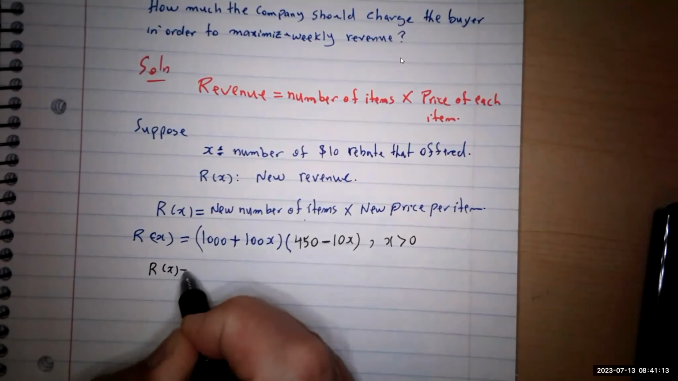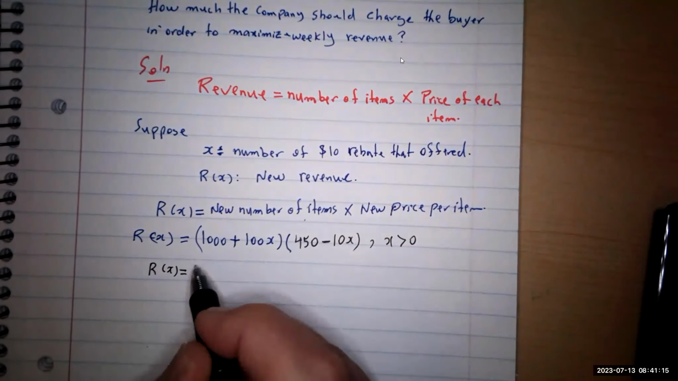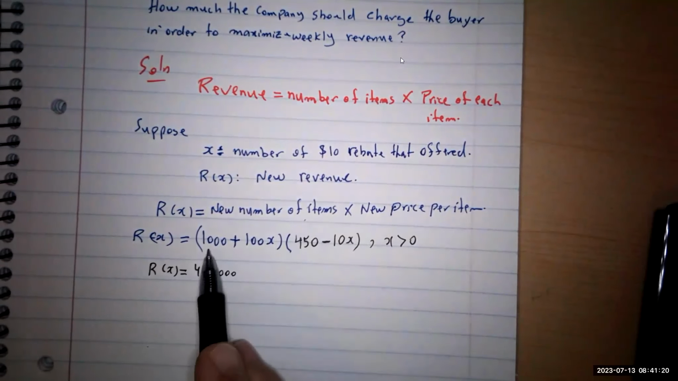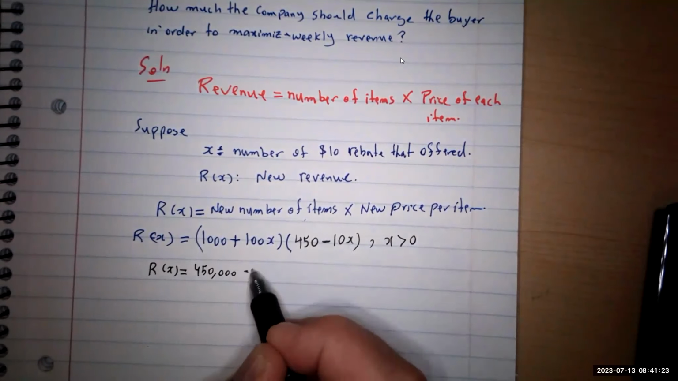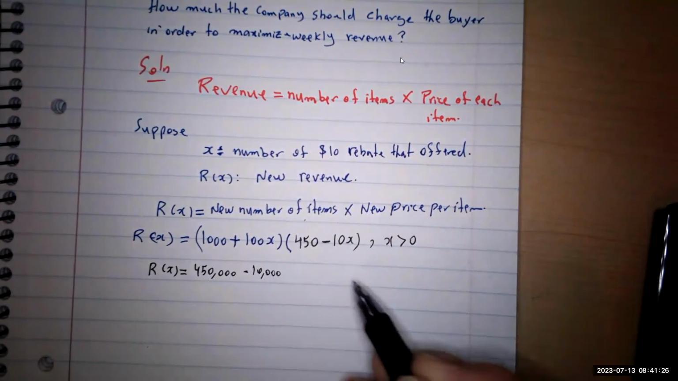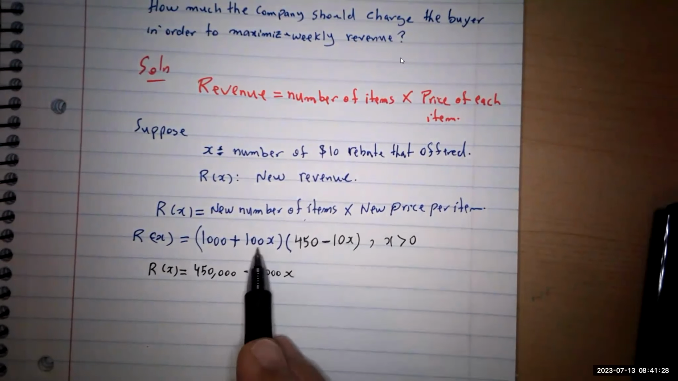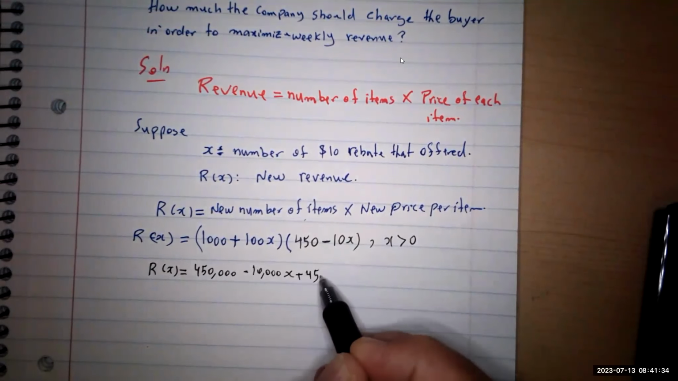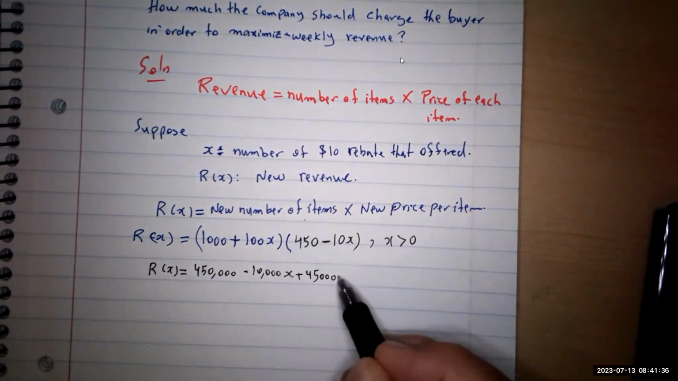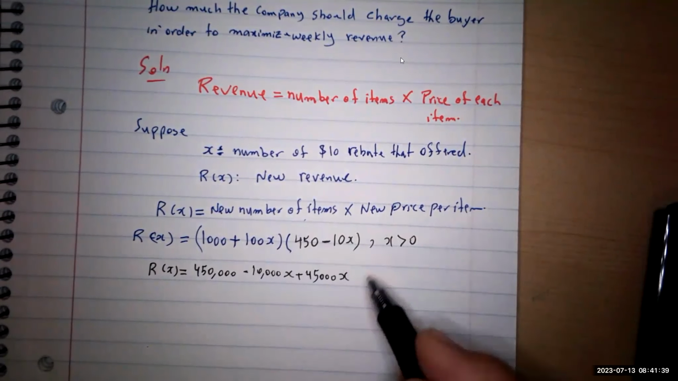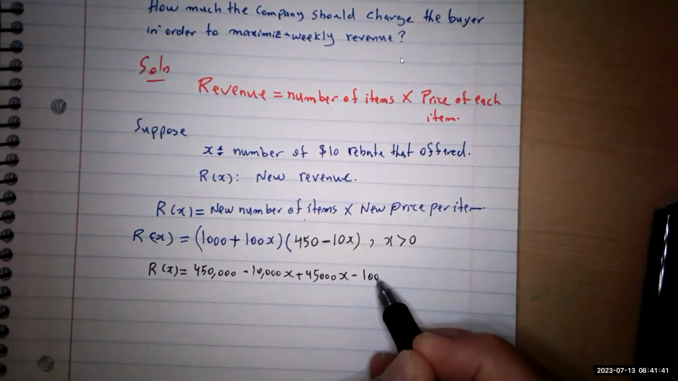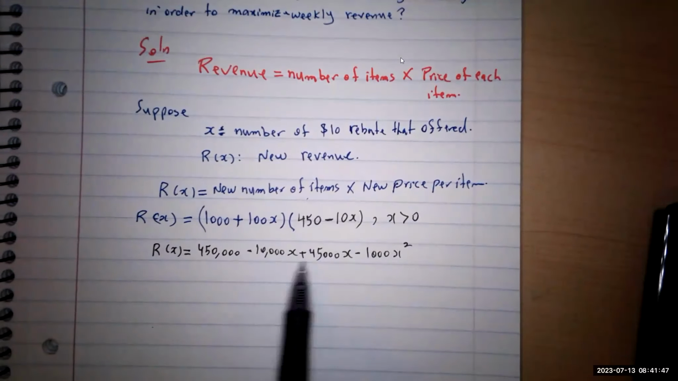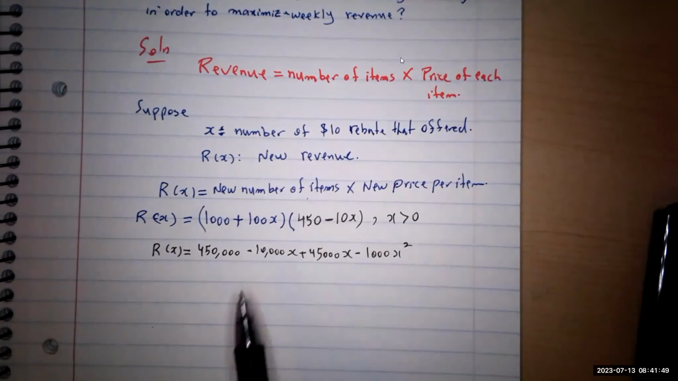When we have R of X equal to the product, go forward. So that gives you 450,000. Okay, we go forward here. So that gives us minus 10,000X. You go inside and multiply these two, which is going to be 445,000X, and you multiply these two together, that gives you minus 1,000X squared. Okay, combine the like terms because there is a case here, and you have to simplify it.